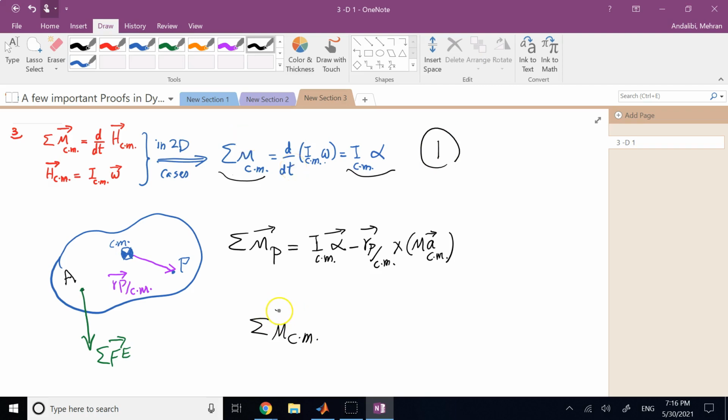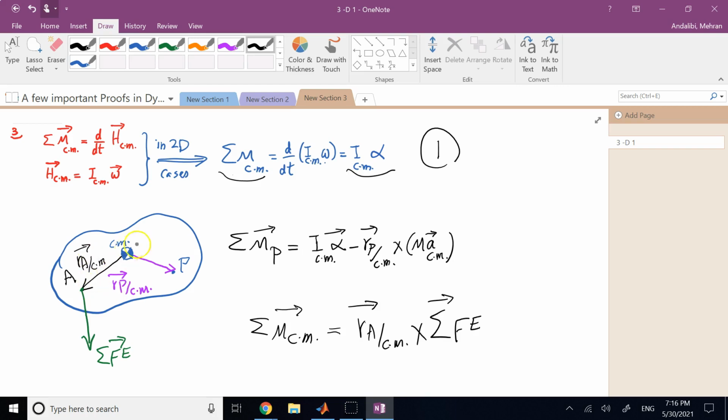And summation of the moments about centroid, what's the definition of it? It's the position vector from A with respect to Cm cross this summation of forces. So if I consider this position vector, which is r of A with respect to the centroid, this is going to be r of A with respect to the centroid cross this summation of the forces. That's the definition, right? That's about that.